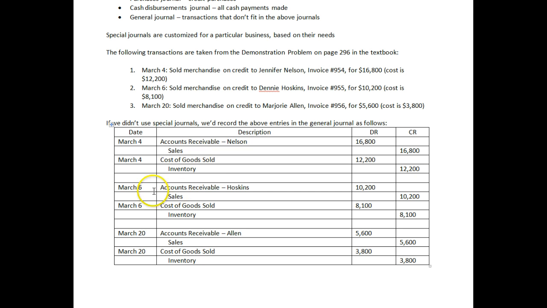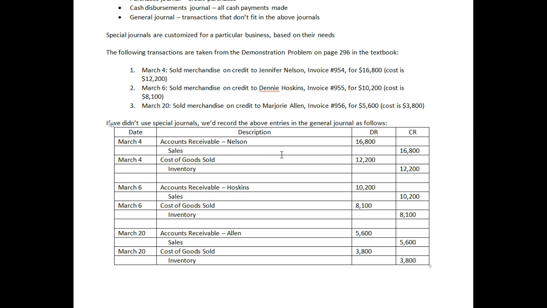Let's move on to the March 6th transaction. We sold merchandise on credit to Denny Hoskins, invoice 955 for $10,200. The cost is $8,100. Again, on March 6th, we've got the first entry, which is the revenue entry. We're debiting AR and crediting sales for $10,200. And then we're going to make our cost of goods sold entry here for $8,100 and our credit to inventory for $8,100. Okay? And then on to the third entry on March 20th.